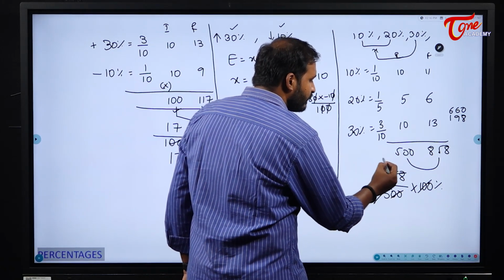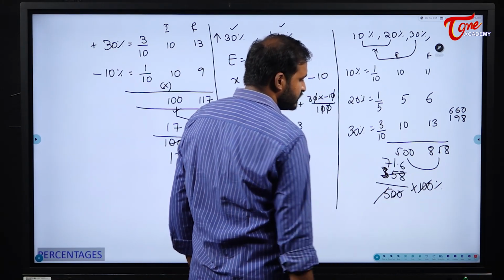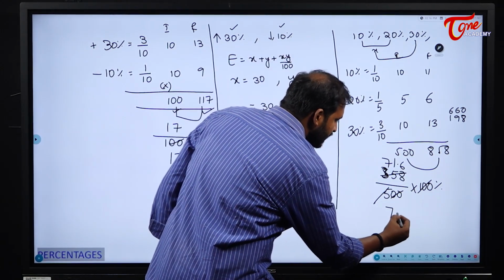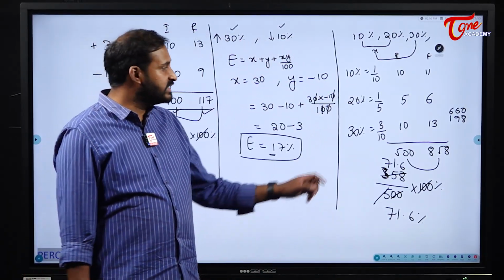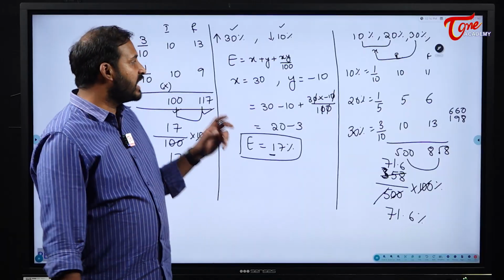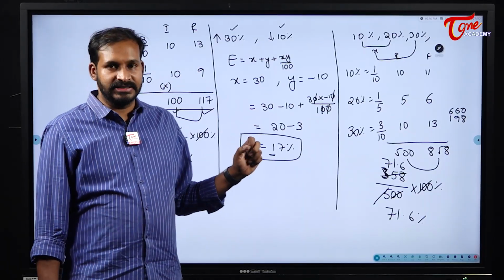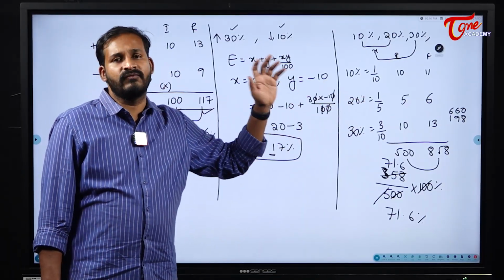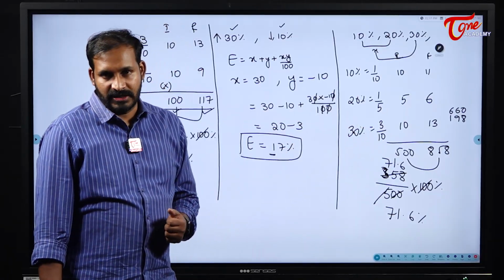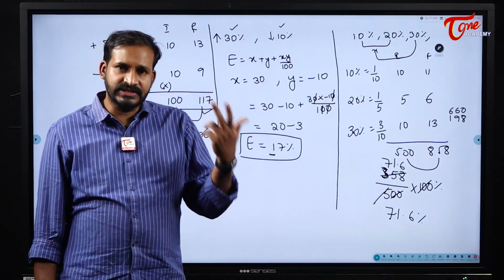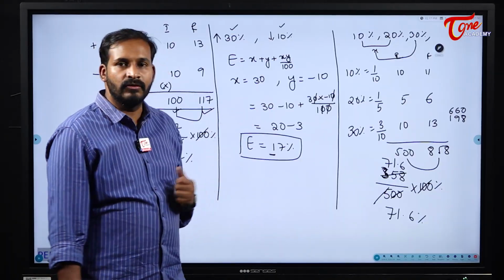So what will I be left with here? 71.6. So the increase in the price is 71.6%. So this is the reason I am telling you the advantage between the shortcut method and the traditional method is, if there are 3 times or 4 times increment in a value, then we can go with our shortcut method. Or if the value changes 2 times, definitely we will go with this method.